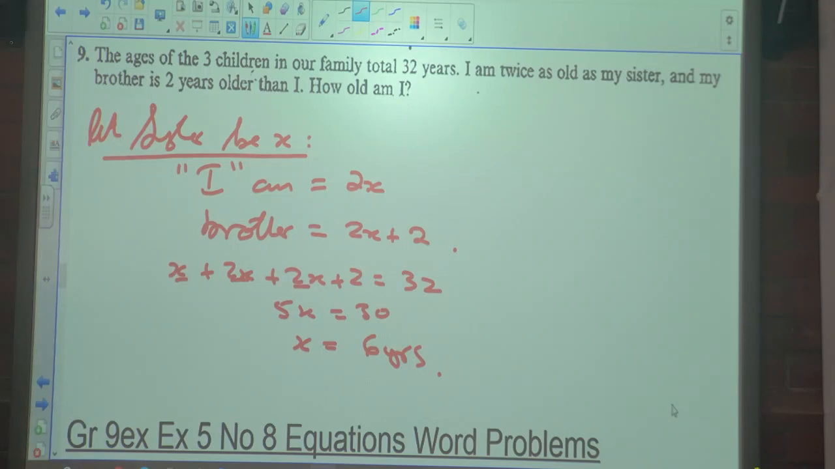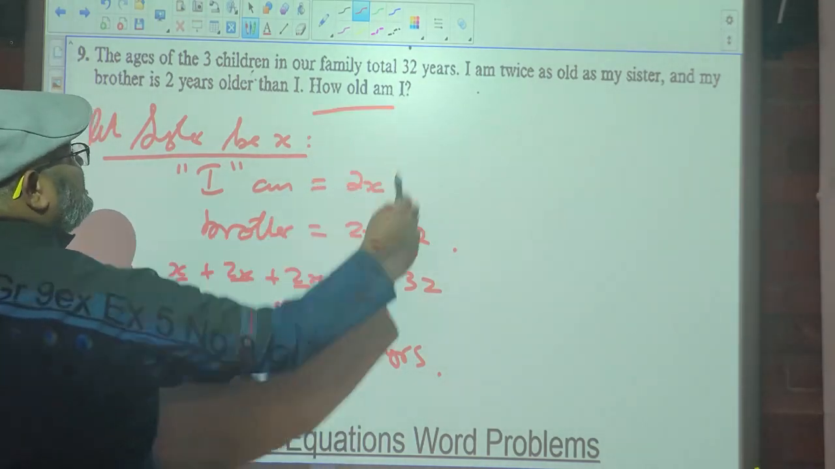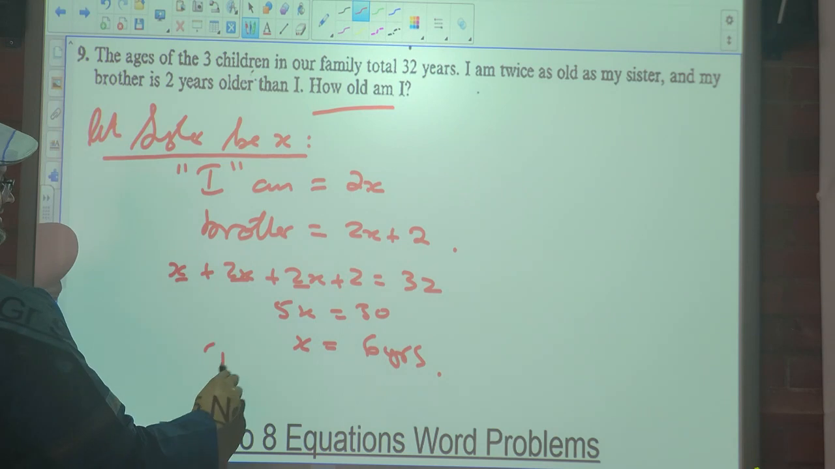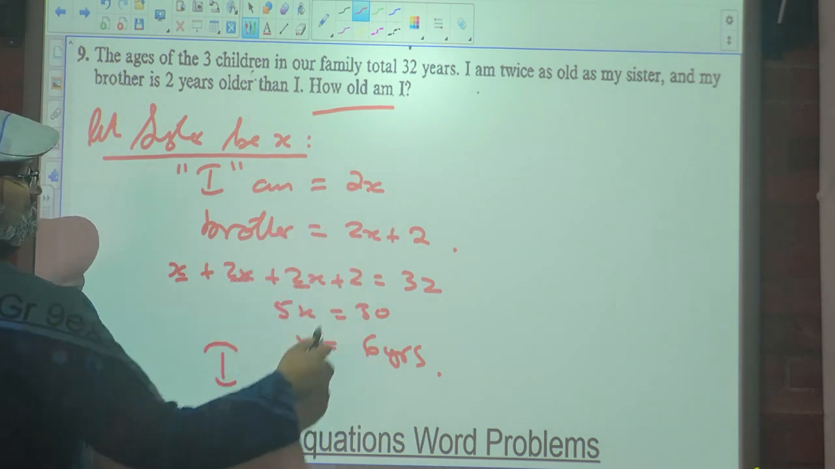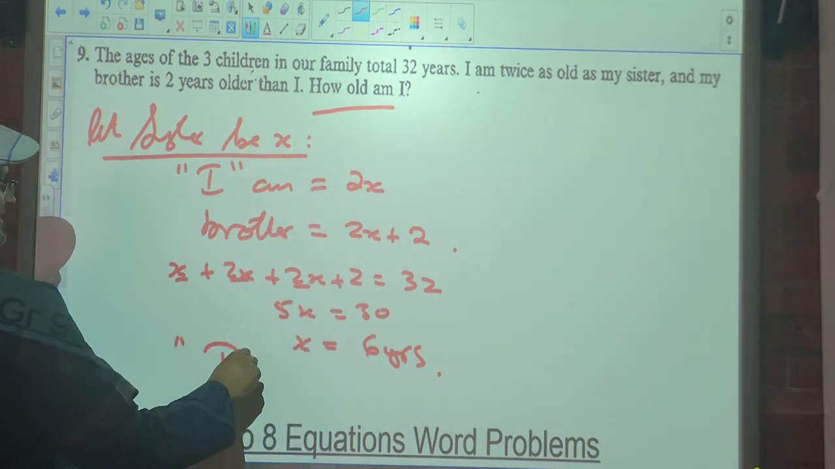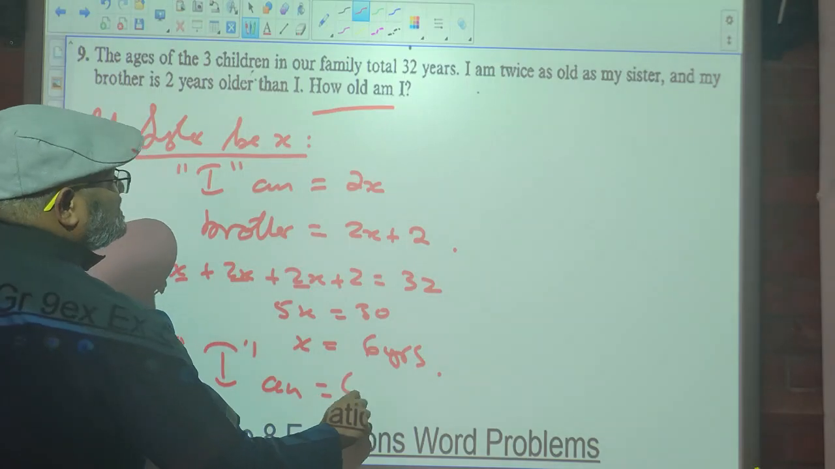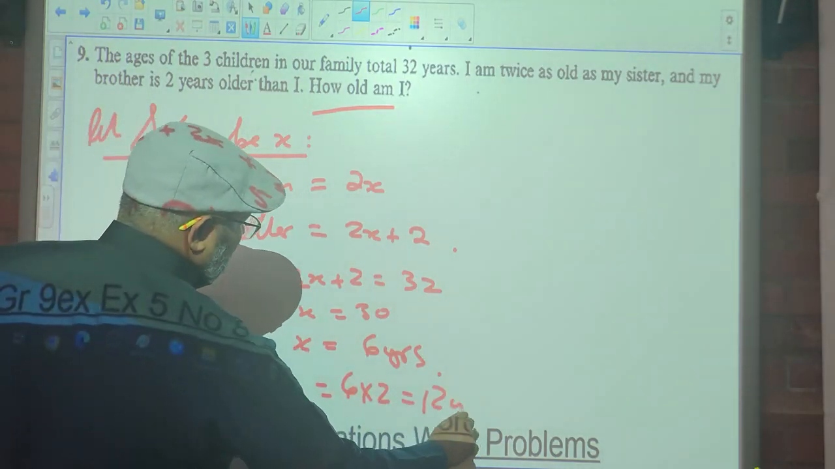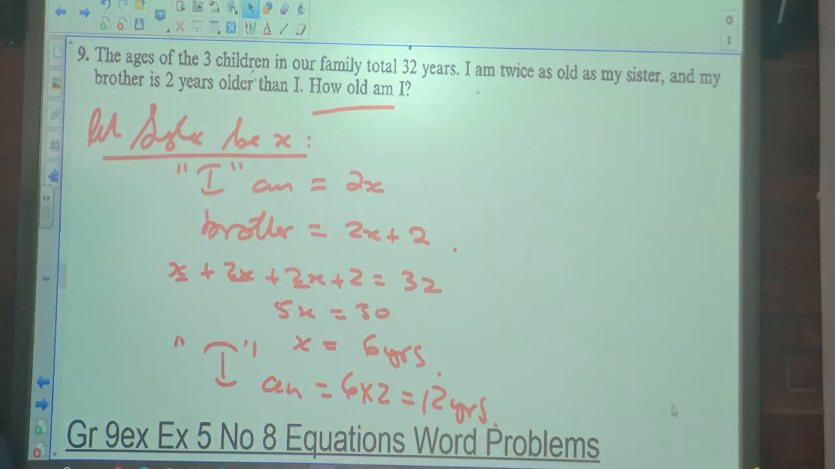Yes. Okay, so what's the question? How old am I? Oh, the person telling the story is actually older. Sorry. I am 6 by 2, which is 12. Okay, yeah, a 12-year-old would make sense. I was thinking I am now 6. So a 12-year-old would think like this.